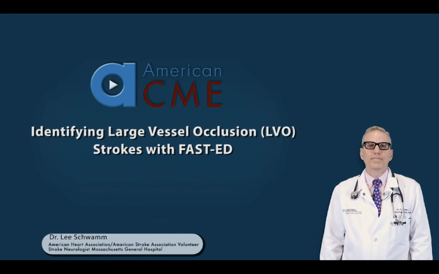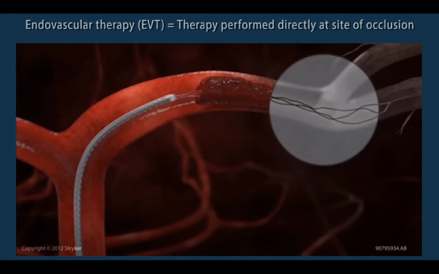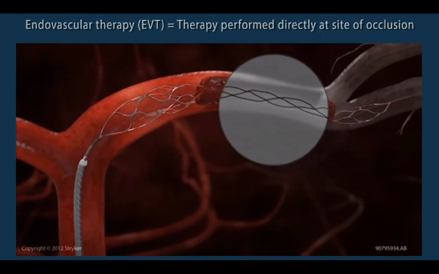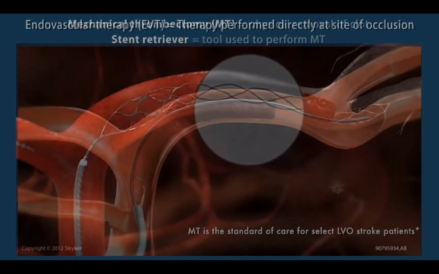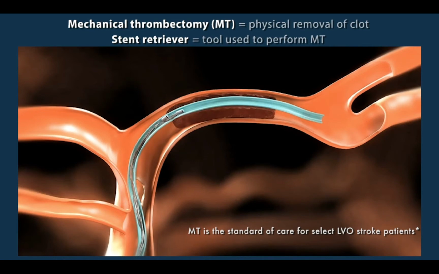Over the last decade, tremendous advancements have been made in the realm of endovascular therapy, or EVT, for the treatment of acute ischemic stroke. When treating certain types of ischemic stroke, EVT involves advancing a catheter within the affected artery to the site of an occlusion. Mechanical thrombectomy with a stent retriever has been established as the standard of care for selected patients suffering from large vessel occlusion stroke.